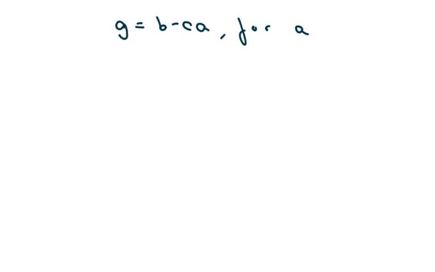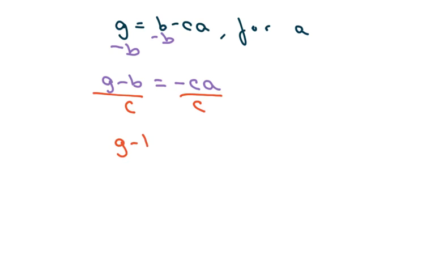And we have one more. We solve for a here. So the first thing I'm going to do is subtract b from both sides. You get g minus b equals negative ca. Now I'm going to go ahead and divide both sides by c. Alright, so when I do that, I'm going to get g minus b over c equals negative a.